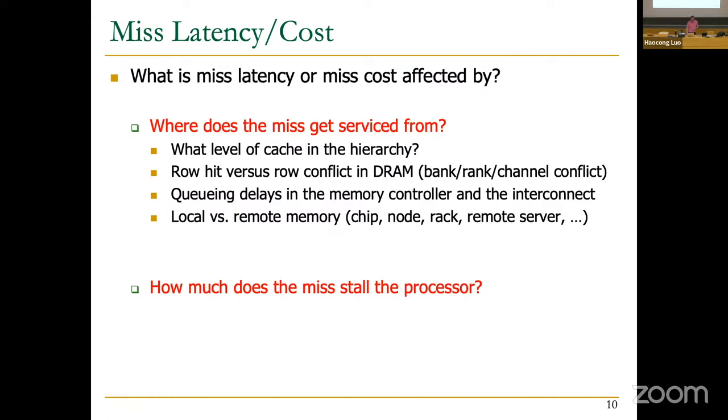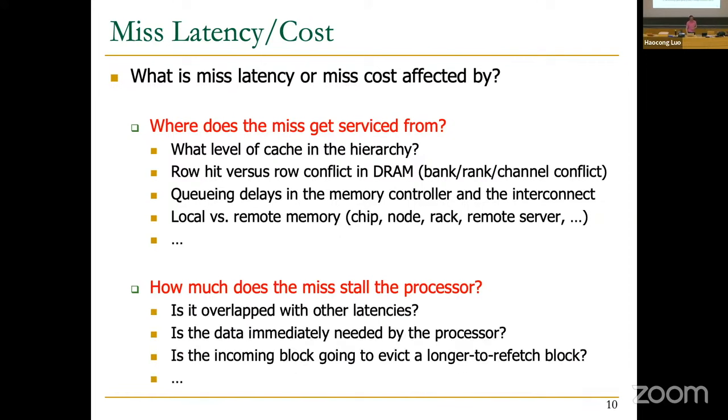That all affects the latency. And there could be other things that you can add over here. And the second thing that affects the miss latency or miss cost is the experienced stall time. This is affected by whether the miss is overlapped by other latencies, and whether the data is immediately needed by the processor. So you may actually require a cache miss, but you may not need the data immediately.